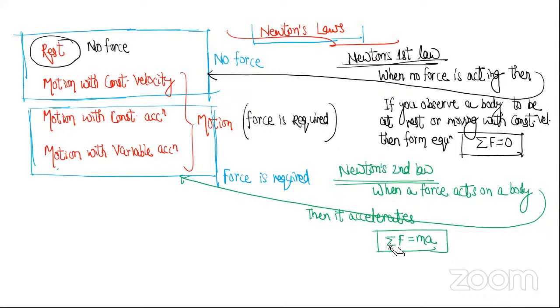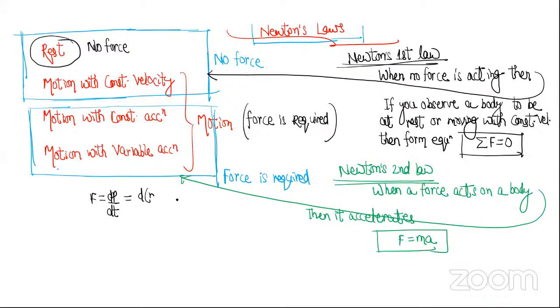Actually, Newton did not tell F equal to ma, net force equal to ma. This is the total force. F means, let's say, total force. Newton did not say F equal to ma. What Newton actually said was F equal to dp by dt. What is p? p is momentum. Momentum means m into v.